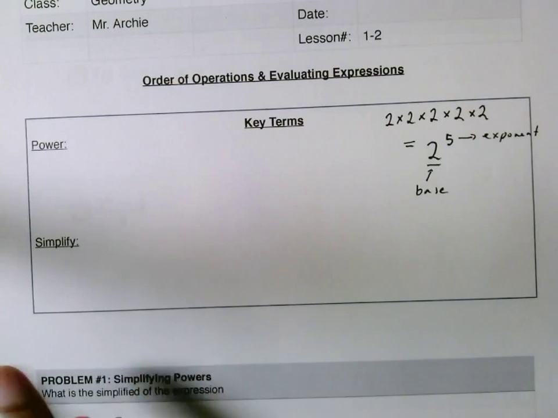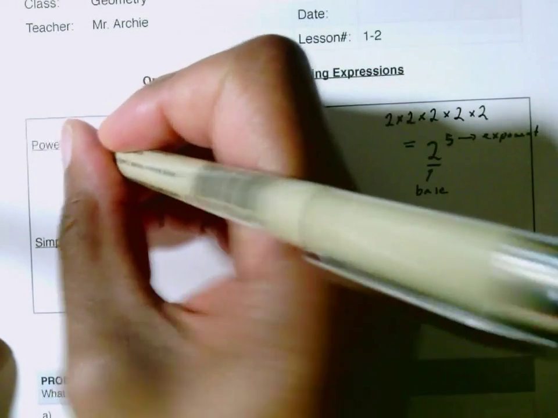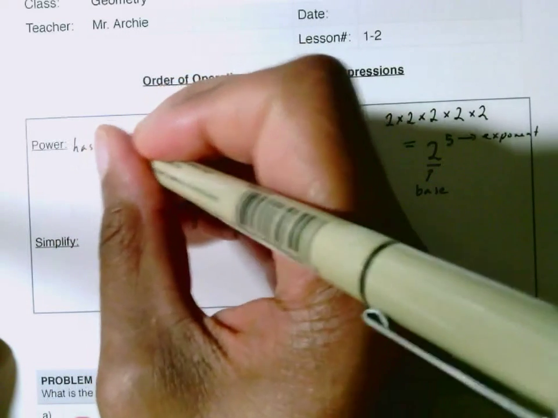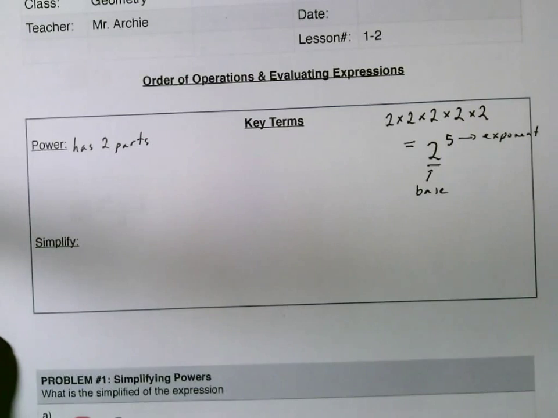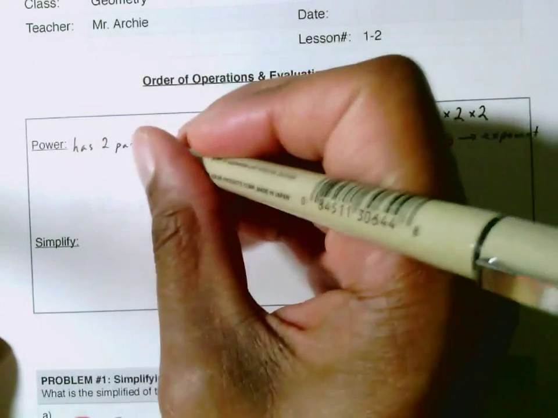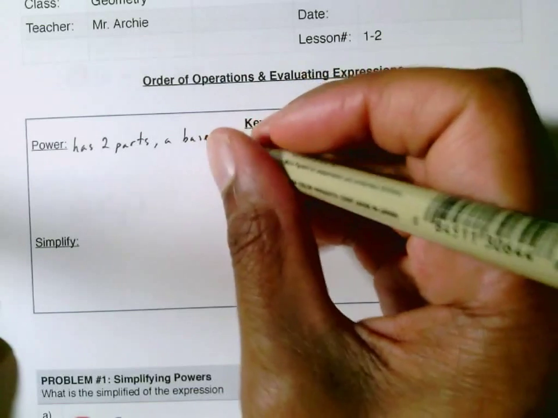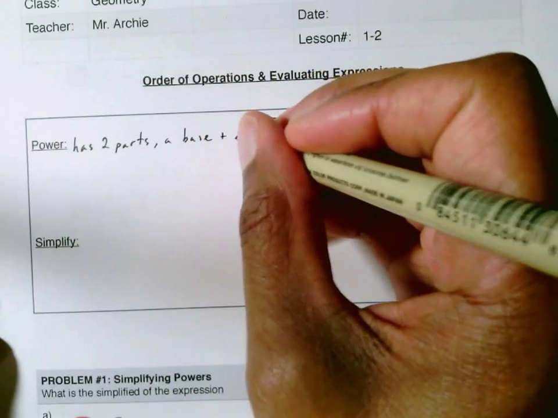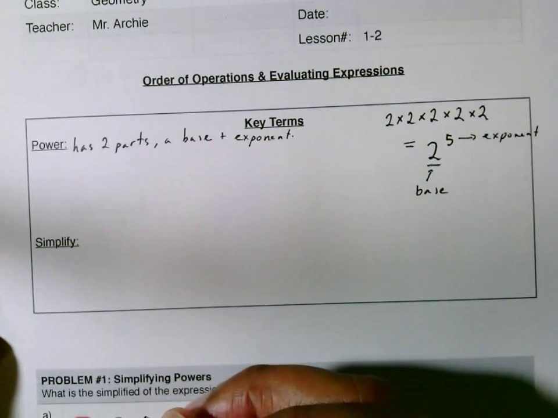So now if I want to write a definition, a power has 2 parts. And yes, I want you to add this into your notes. A base and an exponent.